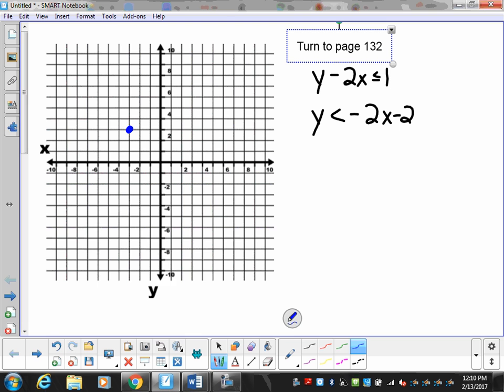Okay, so what I'm going to start out by doing is just going ahead and graphing these two. So I'm going to graph this one in green, and I'll grab the second one in purple.